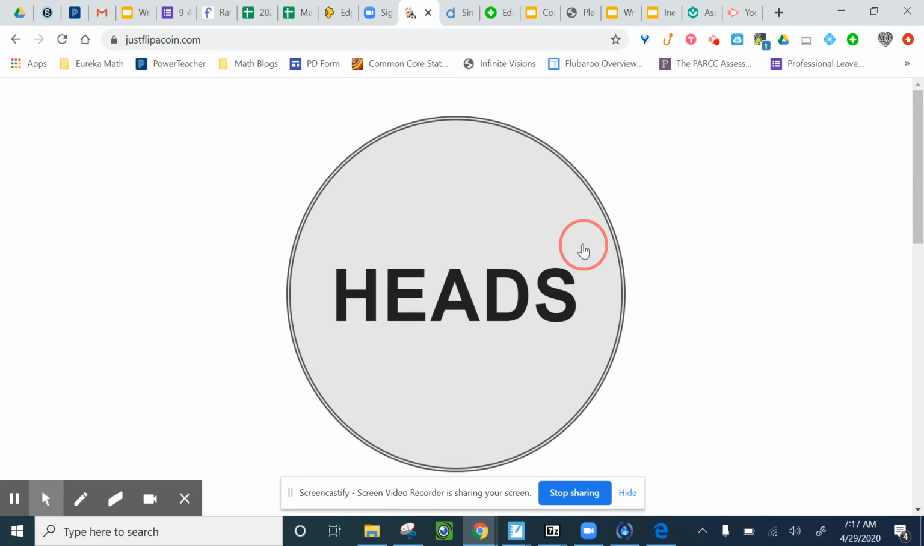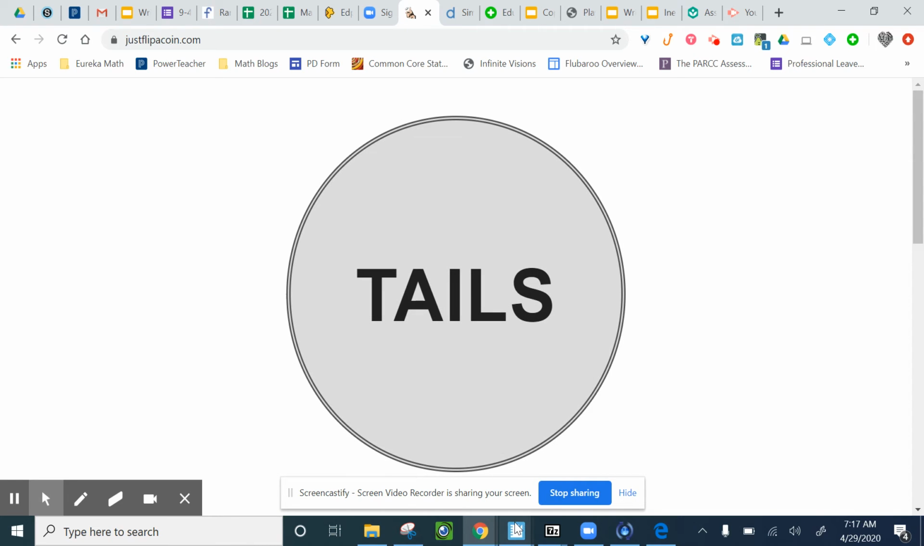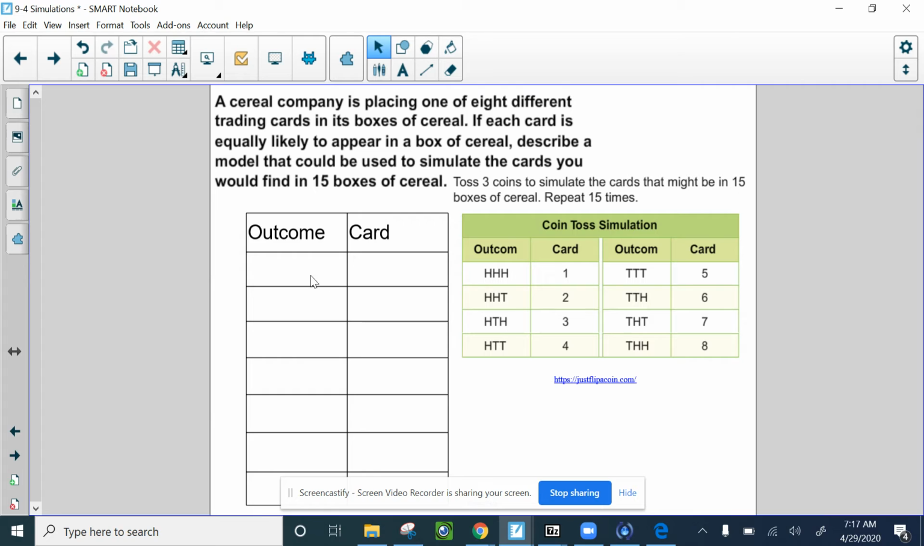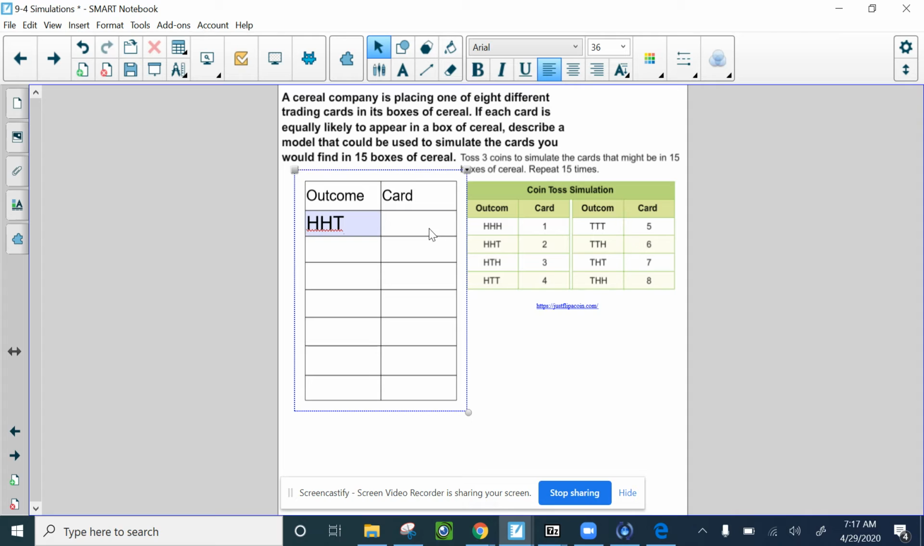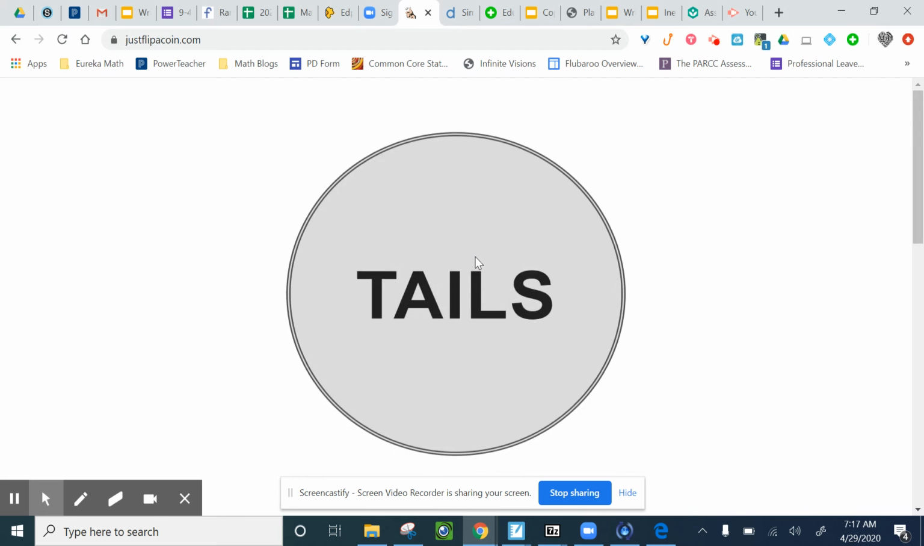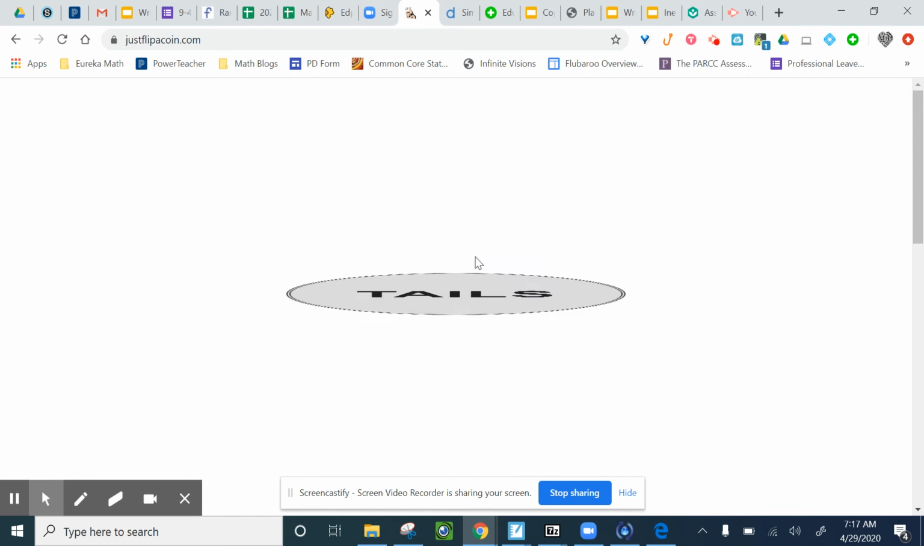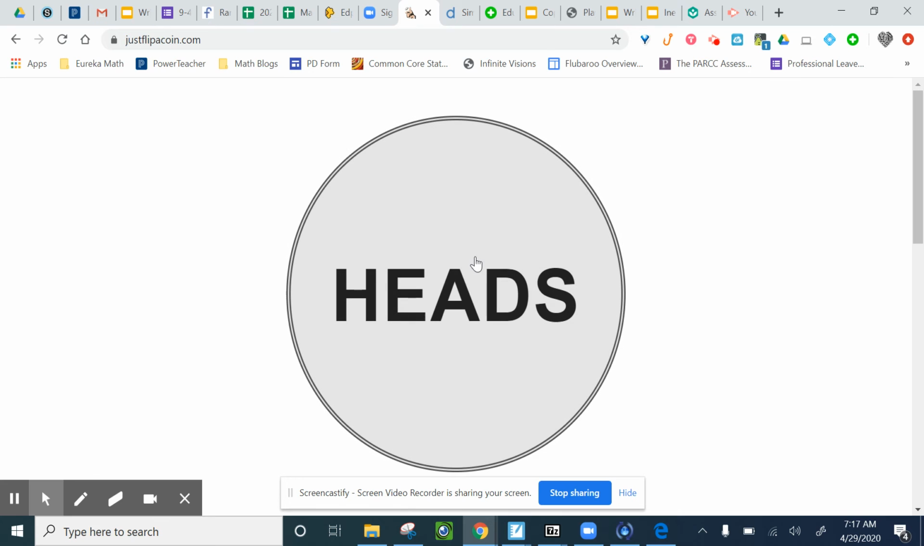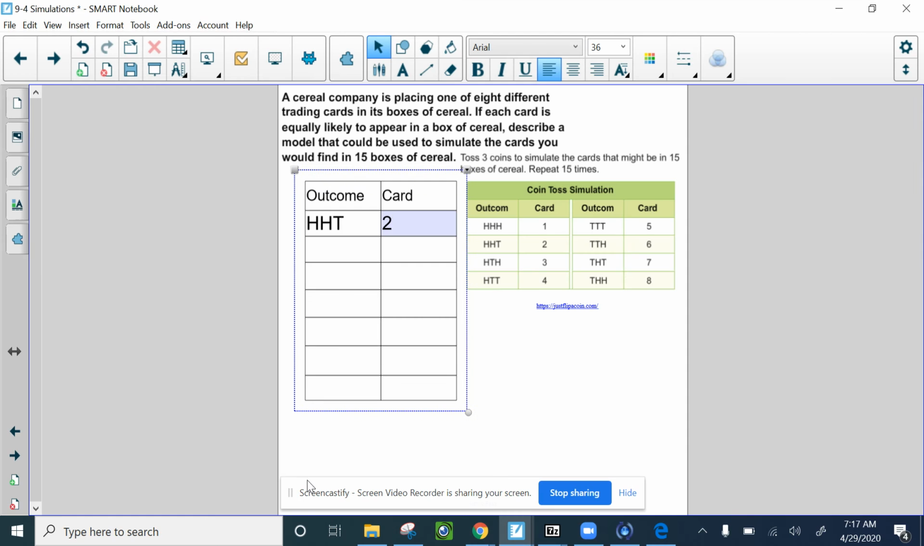So I got heads, heads, and tails. Then I would go back and look at my chart, and heads, heads, tails would be number 2. So I just won card number 2. Let's try this again. I would do tails, tails, and heads. So again, I got tails, tails, heads. In my simulation, if I look at my chart, that means I would have won card 6.